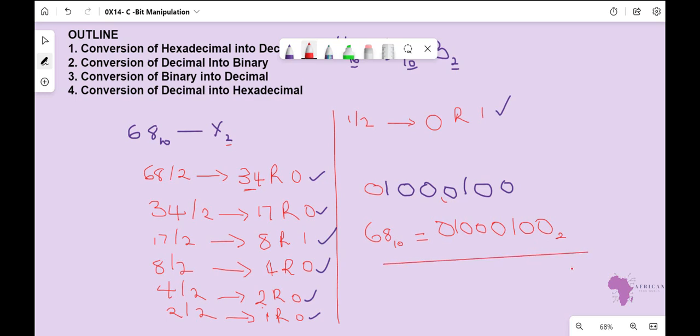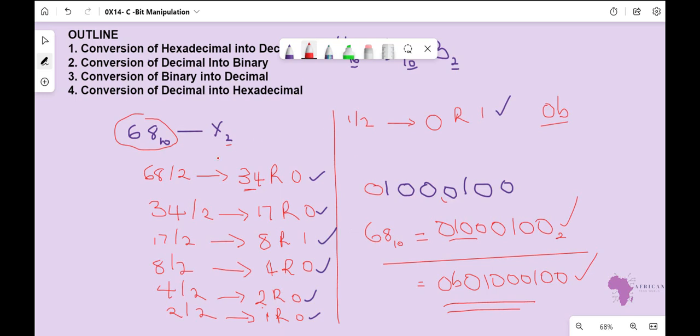But remember one thing, guys, you can have it in what we call binary notation. Our binary notation is 0B, like this. That is a binary notation. So our answer now will be the same as 0B, and then 0 1 0 0 0 1 0 0. So the binary of 68 in base 10 is equal to this, or this one. This still works. It's the same. All right, we are done with that, guys.